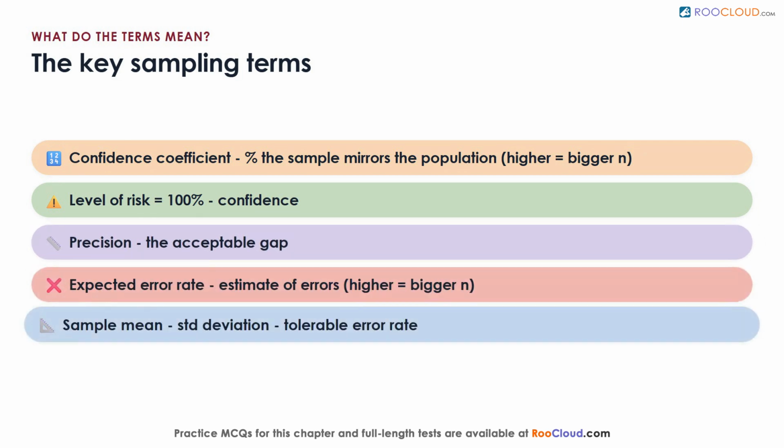What is the expected error rate? It's your estimate of how many errors might exist. A higher expected rate means a larger sample. A couple more terms round it out. The sample mean is the average across the sampled values. The standard deviation measures how spread out the values are. The tolerable error rate is the most error you can accept before an account counts as materially misstated.